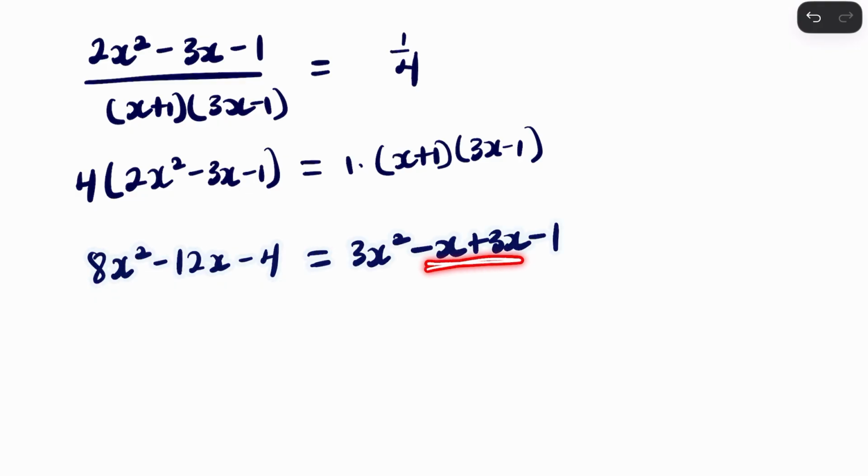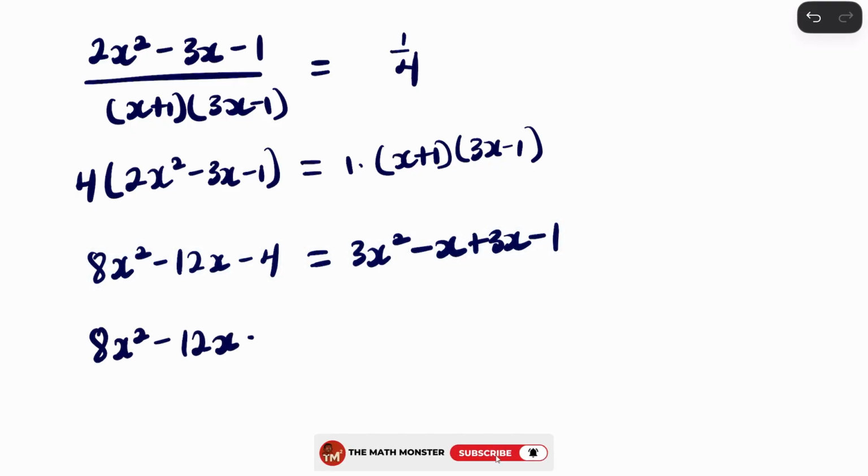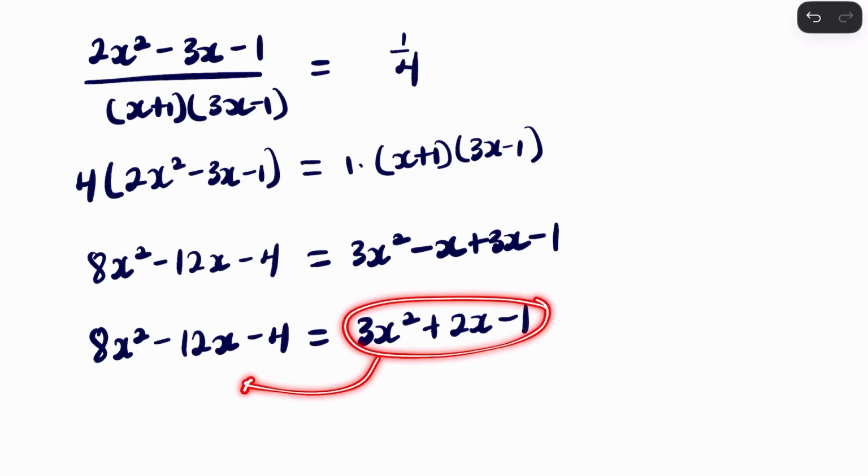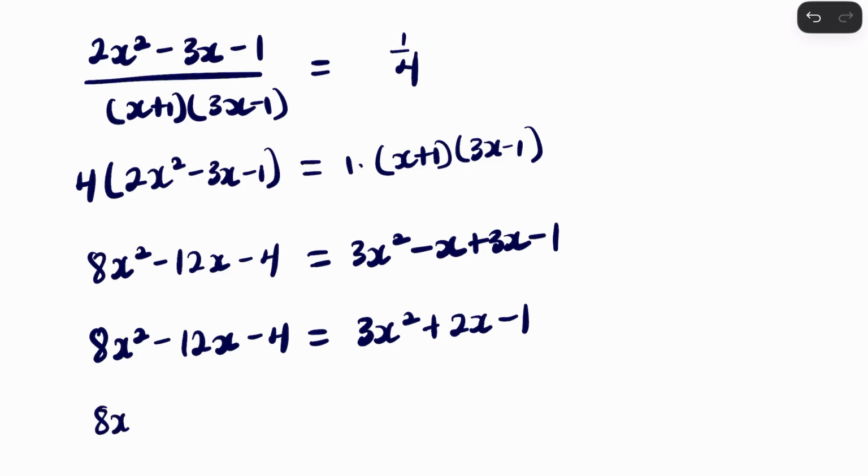Also here, these two are like terms, so that's going to give us 2x. So this is going to give us 8x squared minus 12x minus 4 is equal to 3x squared plus 2x minus 1. We now move this to the left hand side, and so we are going to have 8x squared minus 12x minus 4 minus 3x squared minus 2x plus 1 is equal to 0.